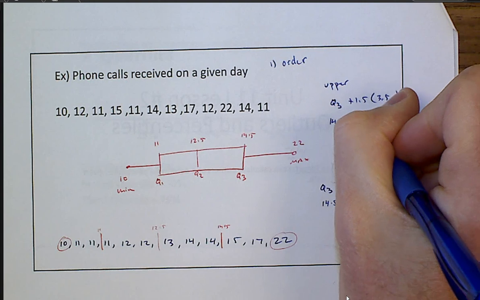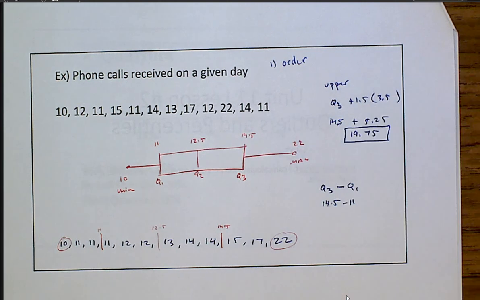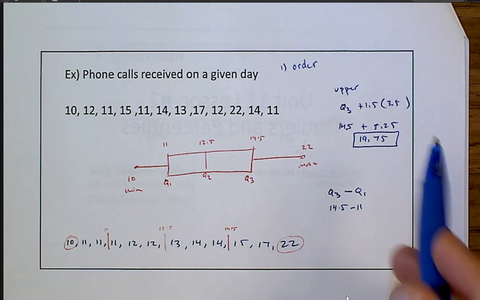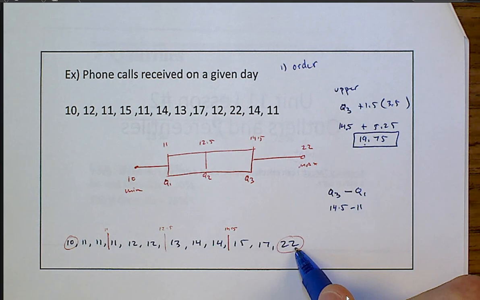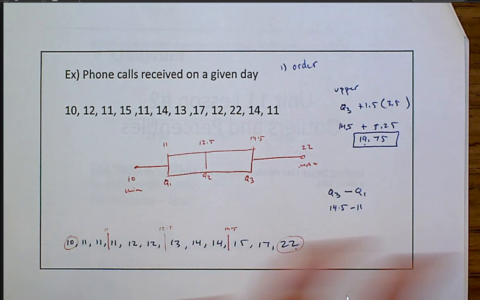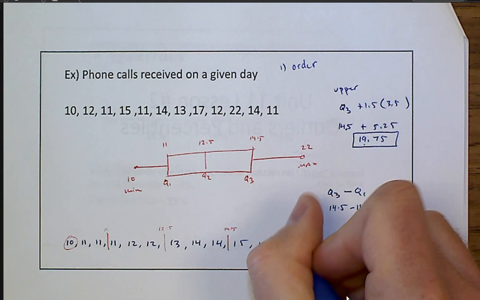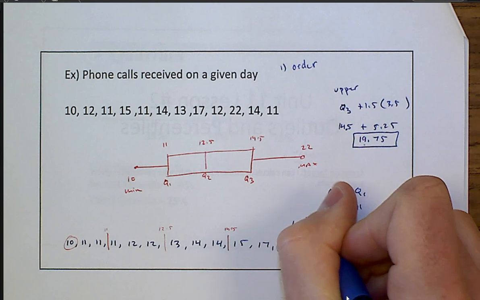19.75. So going back to the first slide, any number that is larger than 19.75 is considered an outlier on the upper level, or the maximum, the higher numbers. So 22 is an outlier. We would consider that an outlier for sure.